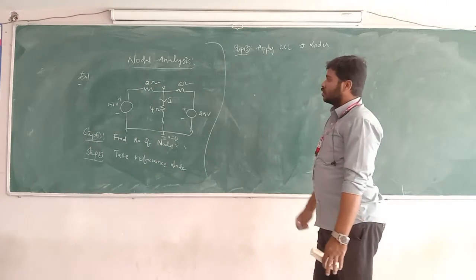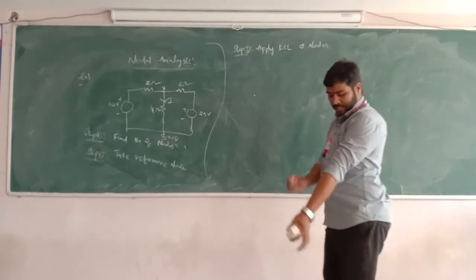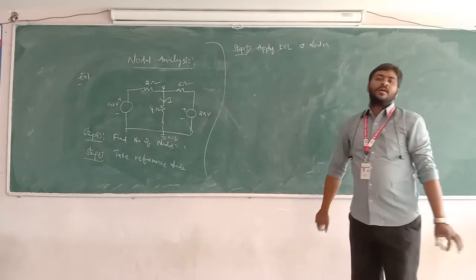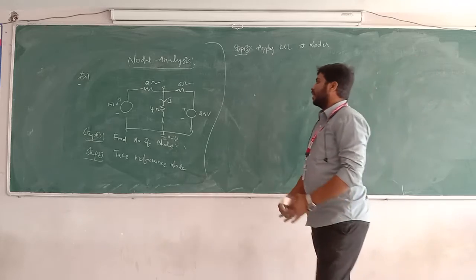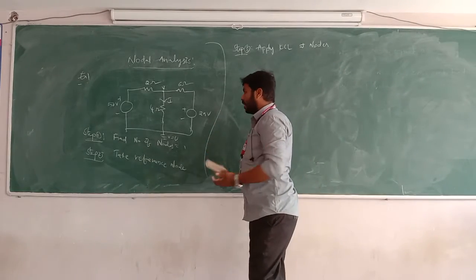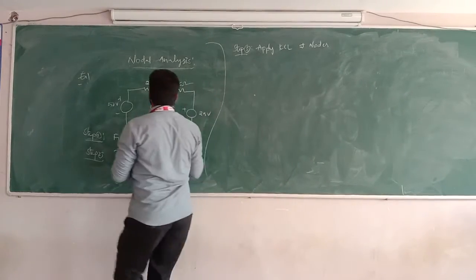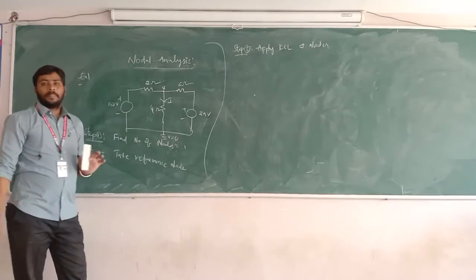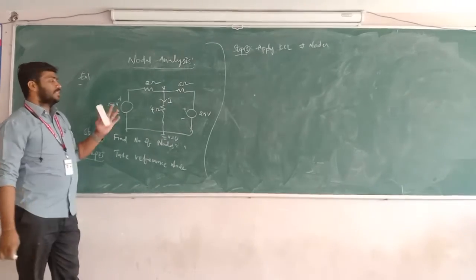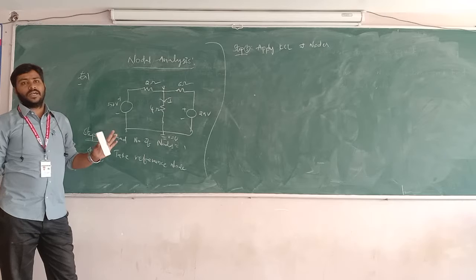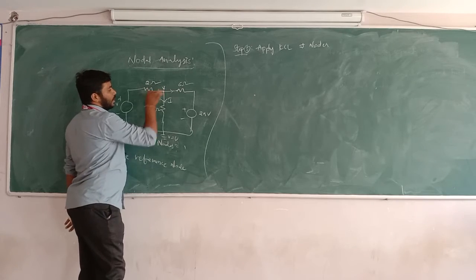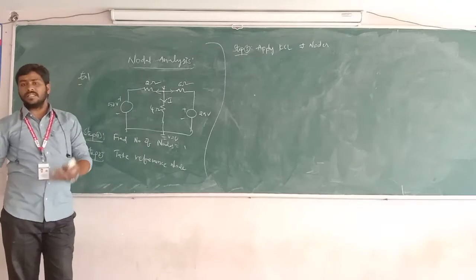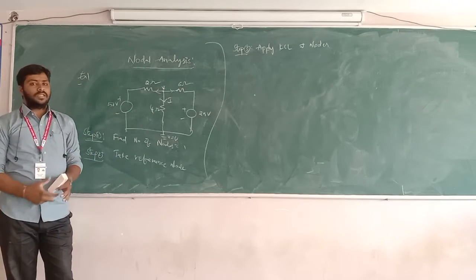Apply KCL at nodes. So according to KCL, what is the KCL? The algebraic sum of currents at a node is equal to 0. So according to the KCL, we have to apply the KCL at this node. That means we don't know the directions of currents. That is why we have to assume that all the currents are leaving from the node or else entering to the node. So that is our wish.